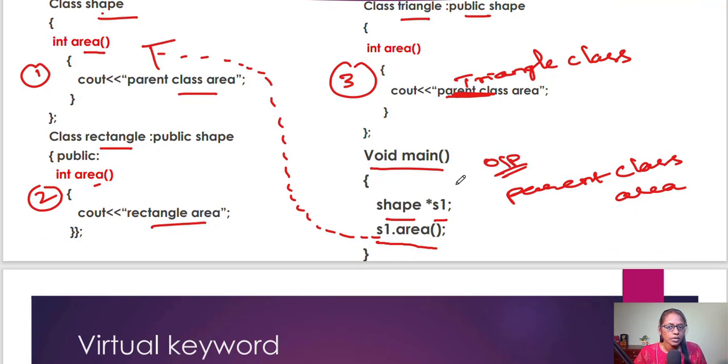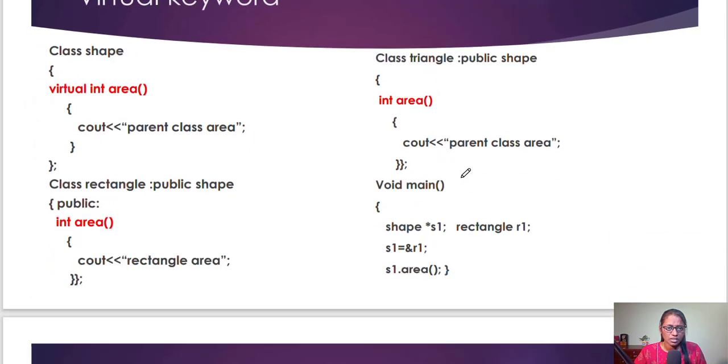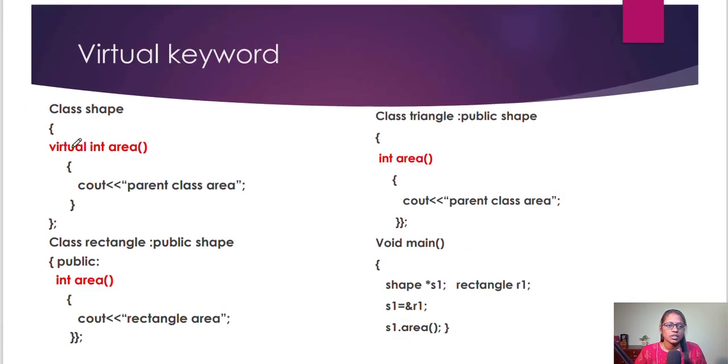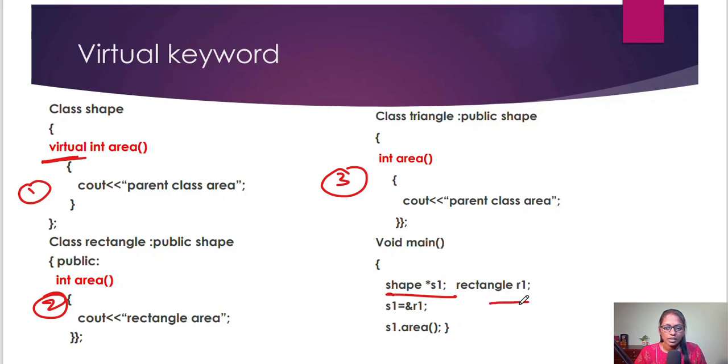Yes. Now I want to call this rectangle area. How can I call that? By using the virtual keyword. Okay, so define virtual in this place. This is the first program, second program and third program, right? So now there is no static linkage between this object and this function. Okay, what I am doing is shape star S1. I created the object S1 and also I created rectangle R1. I passed this R1 object to this S1 and then I am calling this area. So now it will call the rectangle function. Then the output is rectangle area.